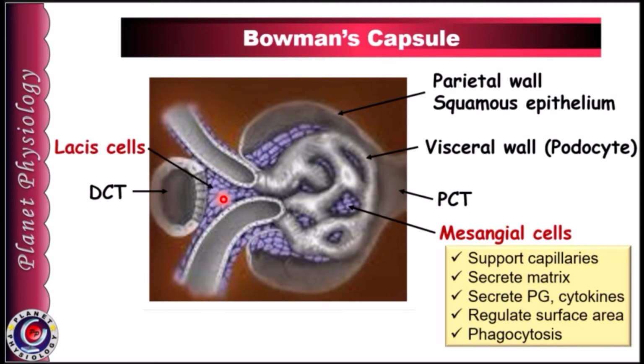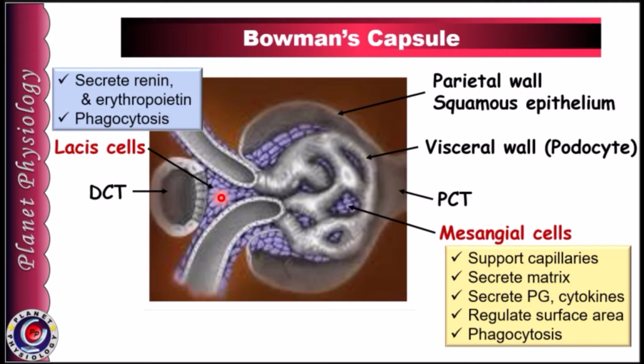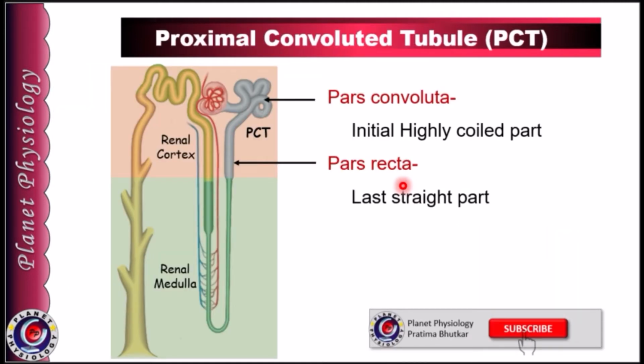Mesangial cells that are present outside the glomerulus are called extraglomerular mesangial cells or Lacis cells. They are also known as Goormaghtigh cells. They secrete small quantities of renin and erythropoietin and are also phagocytic in nature. The gap between parietal and the visceral wall is called Bowman's space, which is continuous with the proximal convoluted tubule. Filtrate enters the lumen of PCT from Bowman's space.